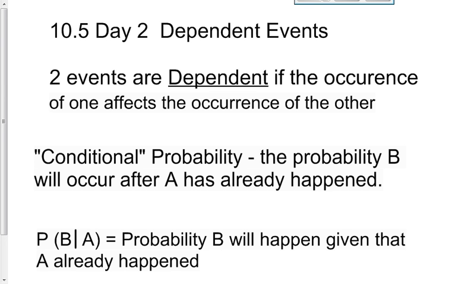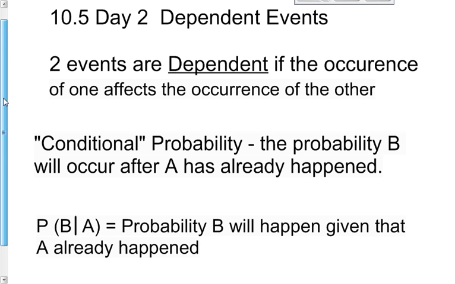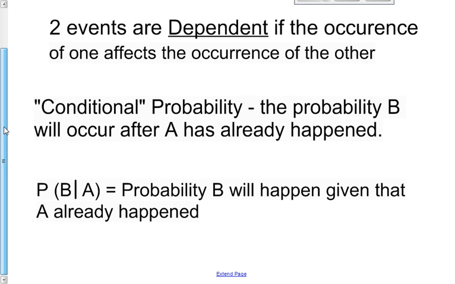Here's the second half of section 10.5. This one is on what's called dependent events. So we have a definition up first. Two events are dependent if the occurrence of one affects the occurrence of the other. This is called a conditional probability.